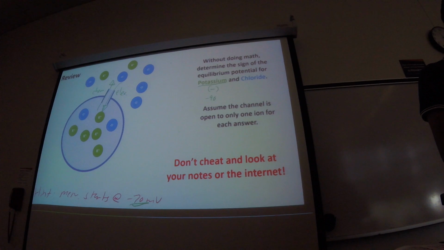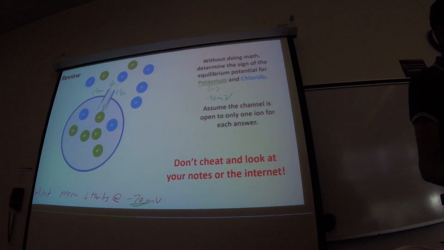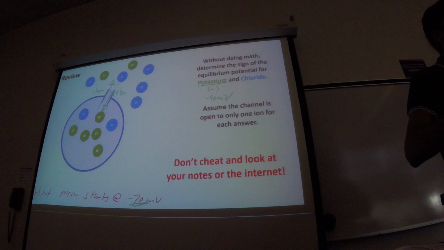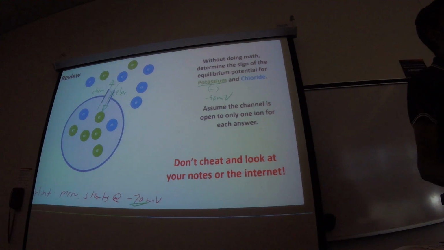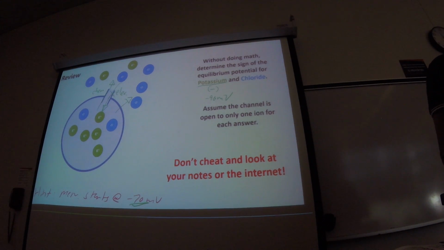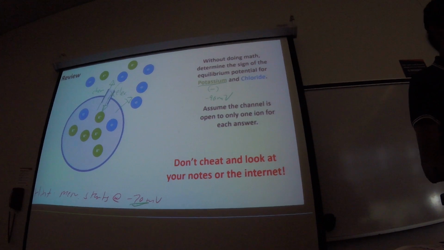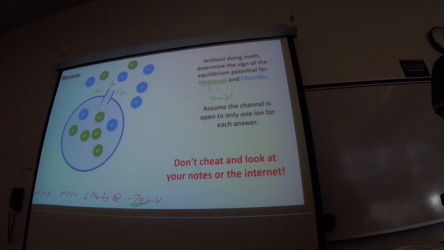Exactly, it's negative 90 millivolts. It wouldn't work if it's positive, right? If the membrane potential is positive, the electrical gradient wouldn't pull it back into the cell. It would just be all gushing out. Both gradients would be pointing outwards if it was positive, and it wouldn't work. So that's potassium. What about chloride? Positive or negative?